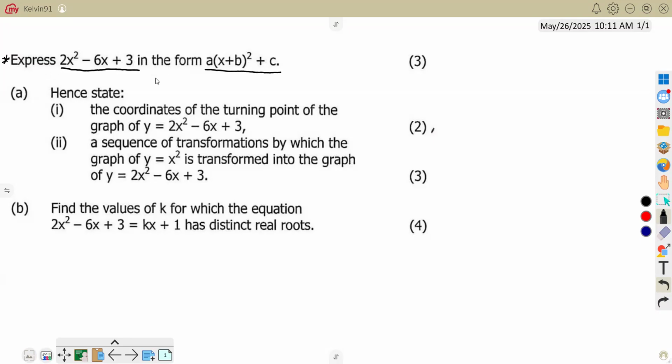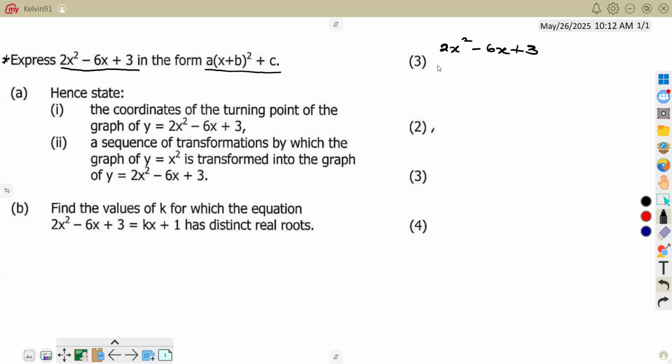One method that we can do to answer that question: it simply means they are trying to say complete the square of this quadratic expression, complete the square of this quadratic function. So we are given 2x squared minus 6x plus 3. When we are completing the square, always make sure that the coefficient of x squared is unit.